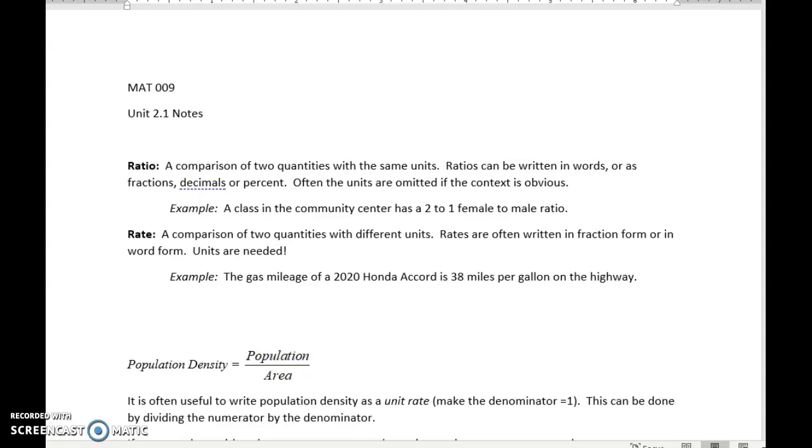So a ratio is a comparison of two quantities with the same units. They can be written in words or as fractions, decimals, or even percent. Very often the units are omitted, especially if the context is obvious.